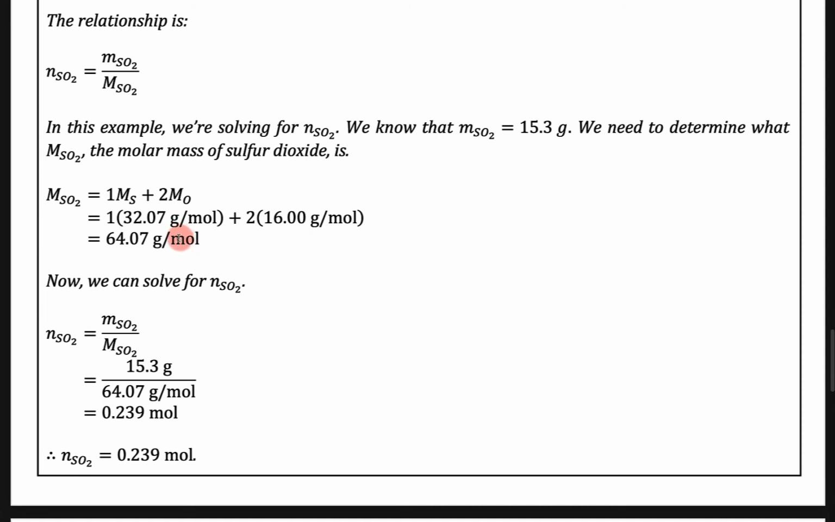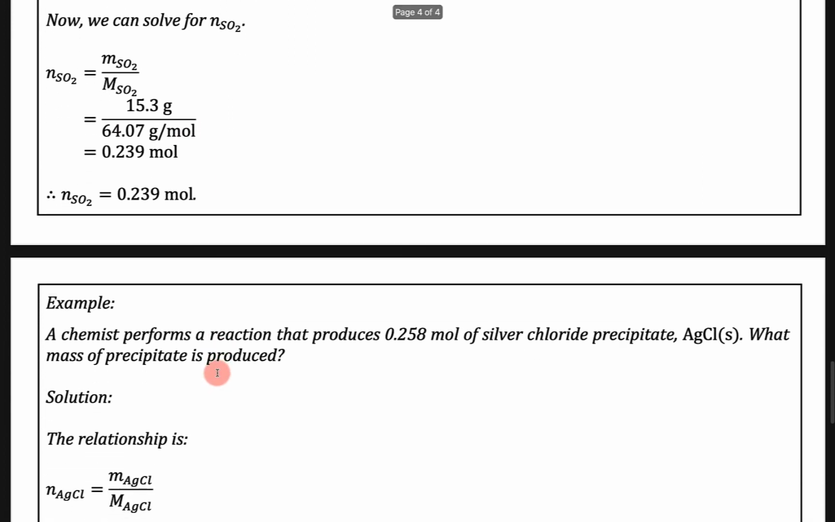Now with that molar mass, we're in a position to solve for the number of moles of sulfur dioxide. So here we're taking the mass of sulfur dioxide and dividing by the molar mass. The mass is 15.3 grams. We divide by the molar mass, 64.07 grams per mole. And the answer comes out to be 0.239 moles. That is the number of moles in 15.3 grams of sulfur dioxide.